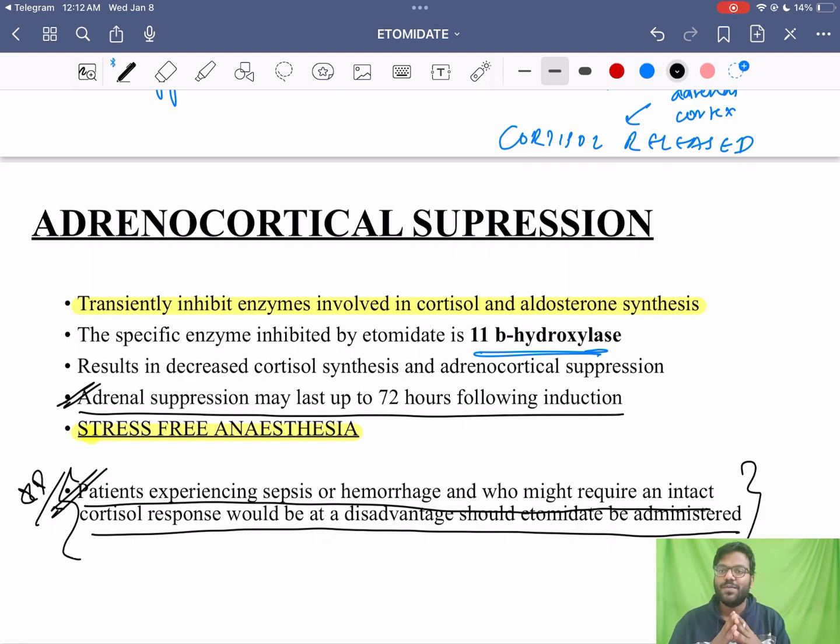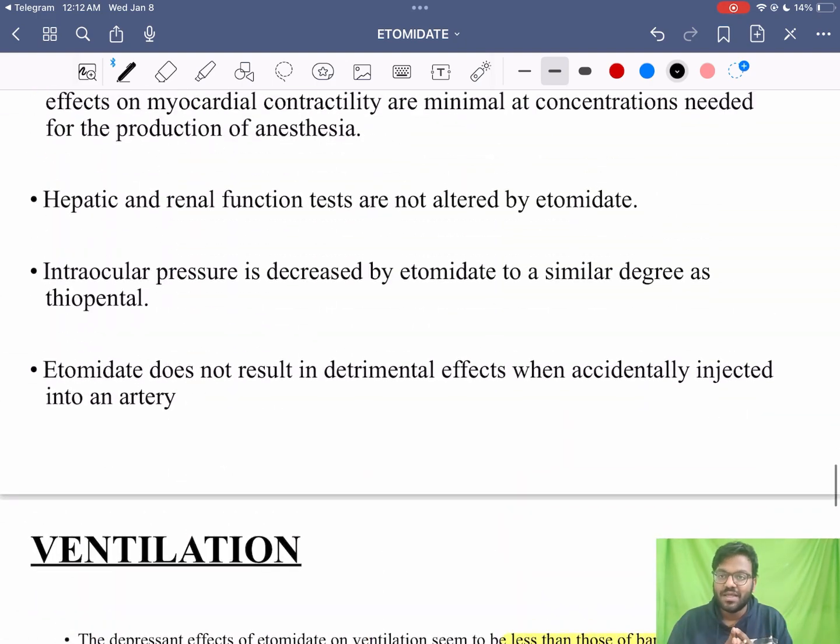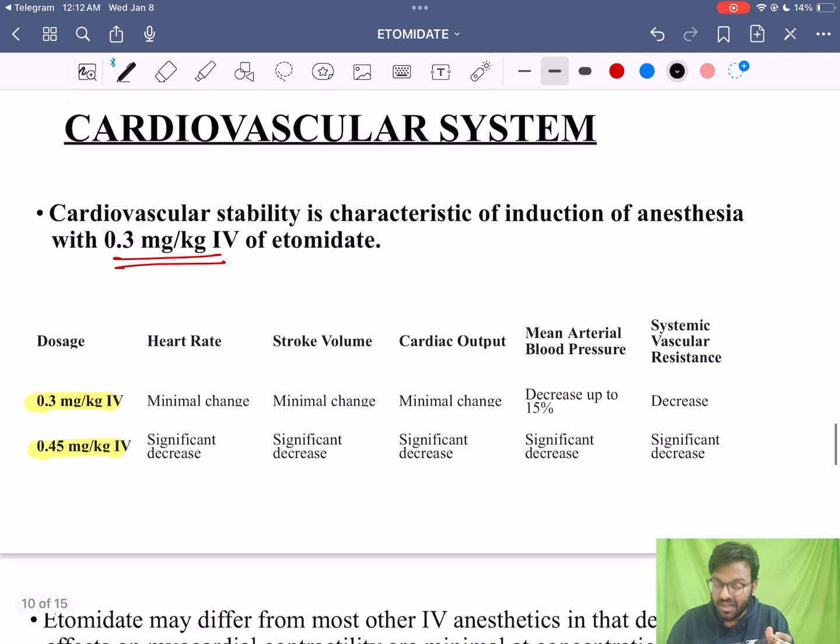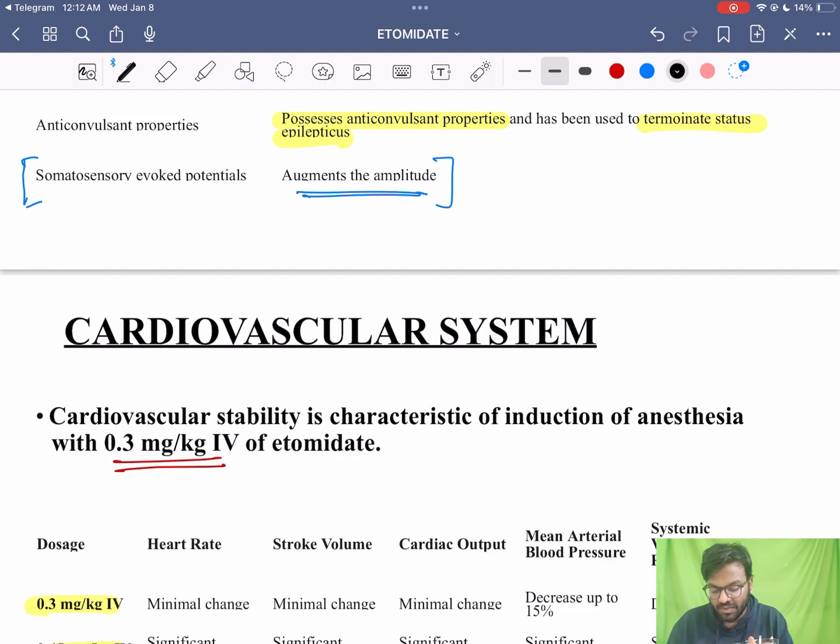So with this, we end the lecture on etomidate. Hope you found it beneficial. It's a very important drug which we use, especially when you need cardiac stability. We use this in a specific dose in patients where cardiac stability is required.